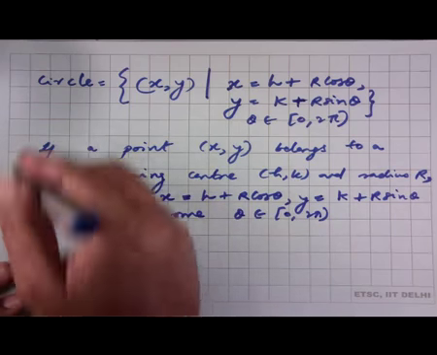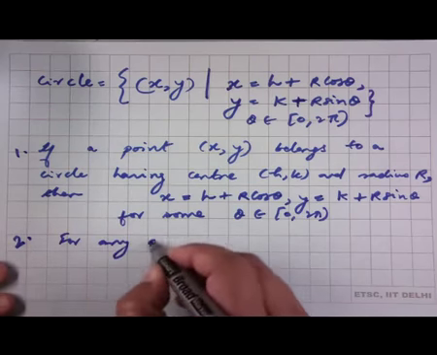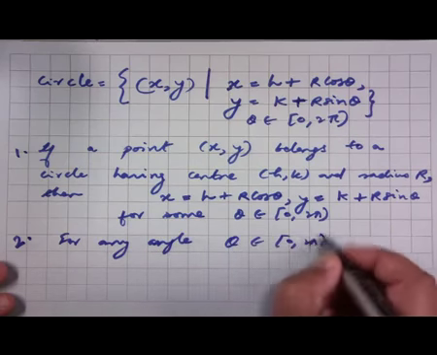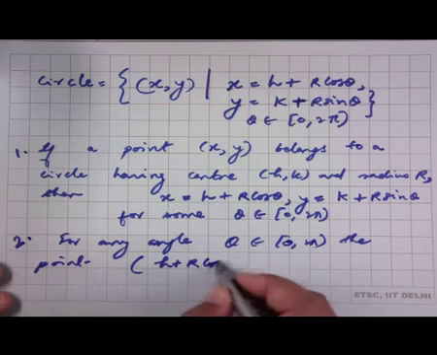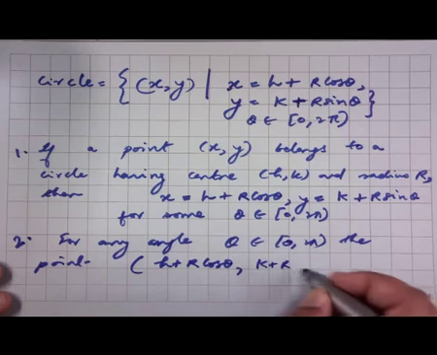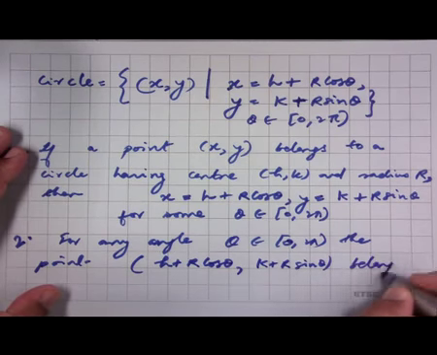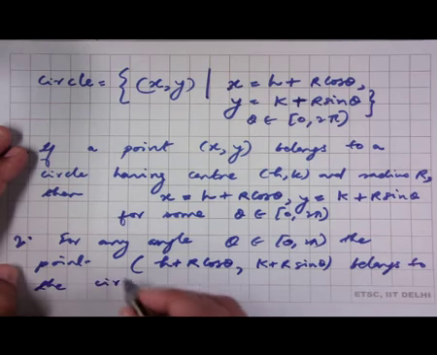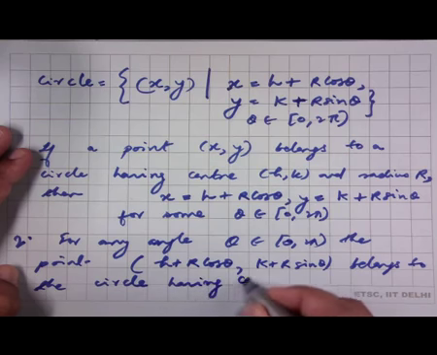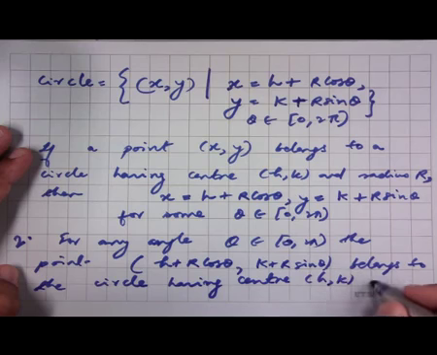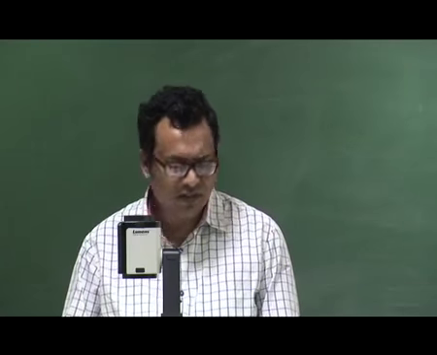So, this is one thing that we have said. The other thing that we have said is that for any angle theta belonging to 0 to 2 pi, the point h plus r cos theta and k plus r sin theta, this particular point, belongs to the circle having center h comma k and radius r. So, these two things we have shown.